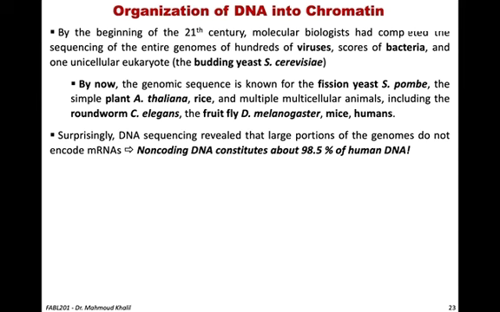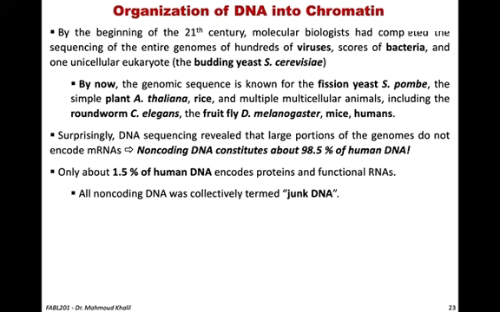They found that DNA sequencing revealed that a large portion of the genome does not encode messenger RNA. What does it mean that they do not encode messenger RNA? That means they can't form protein after translation of messenger RNA. So this region, or this non-coding DNA, is about 98.5% of the human DNA. So only about 1.5% of the human DNA encodes proteins and functional RNAs. So what about the 98.5%? They collectively call it junk DNA.